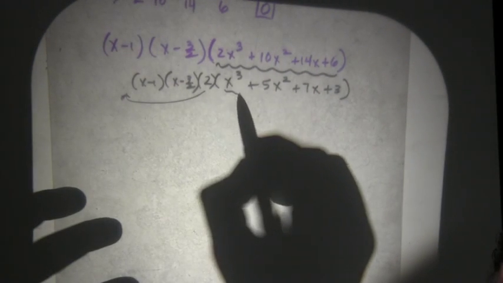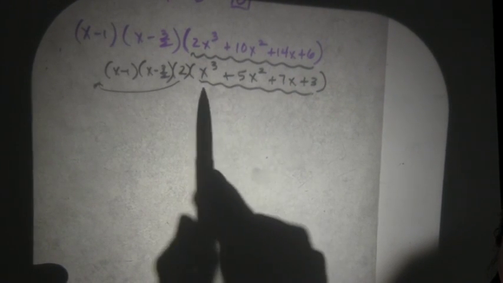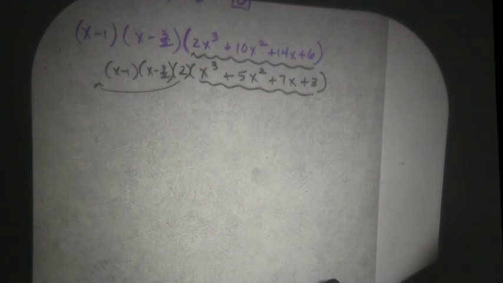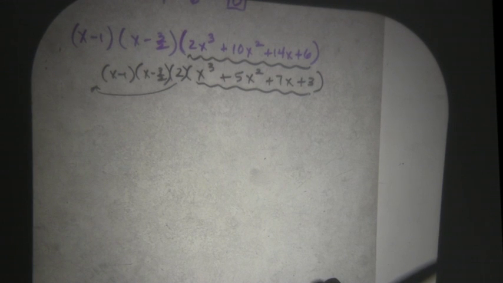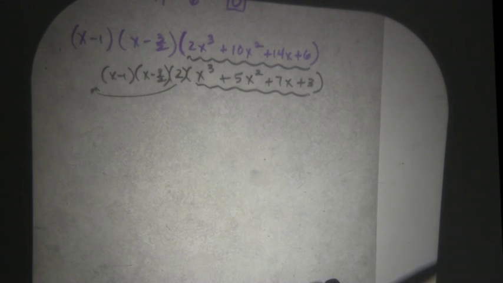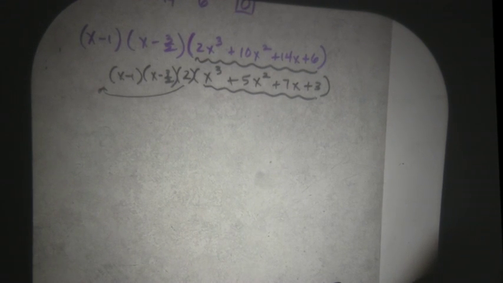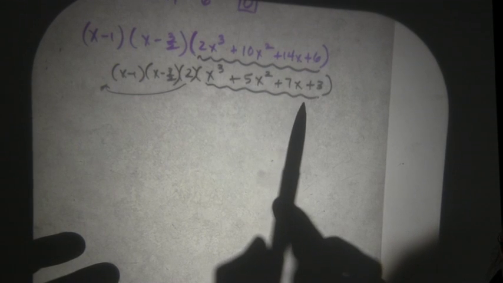And now I'm looking at this polynomial, and I am noticing that there are no sign changes here. Positive, positive, positive, positive. So because there are no sign changes, that means that there is no positive real 0 for this particular polynomial.